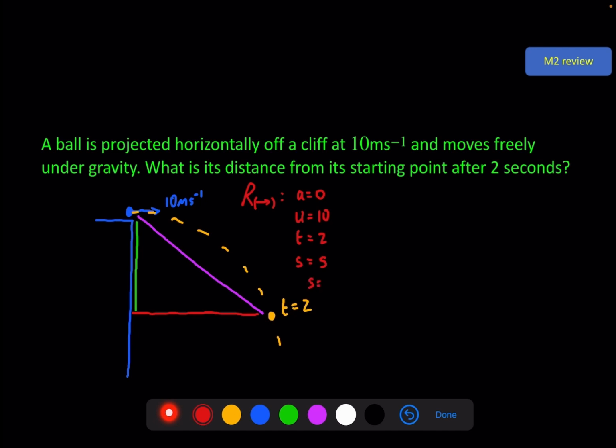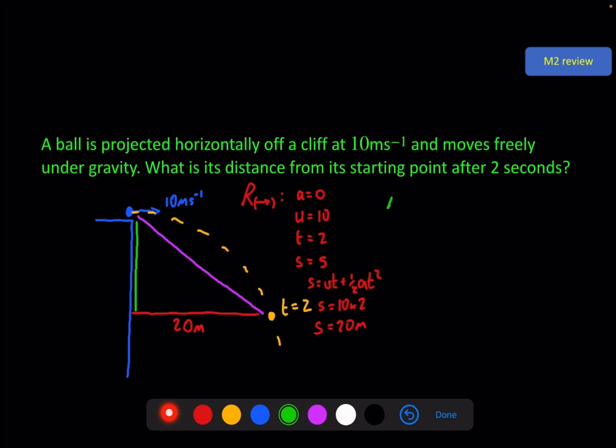So we've got s is equal to ut plus a half at squared, and of course with no acceleration this term disappears and we're back to our old friend displacement equals velocity times time. So we've got s is equal to u 10 times t 2, 20. And all of these have standard units, so that is 20 meters.